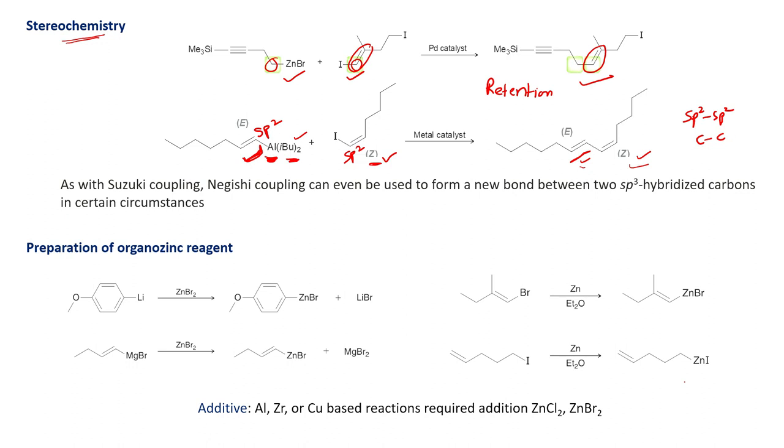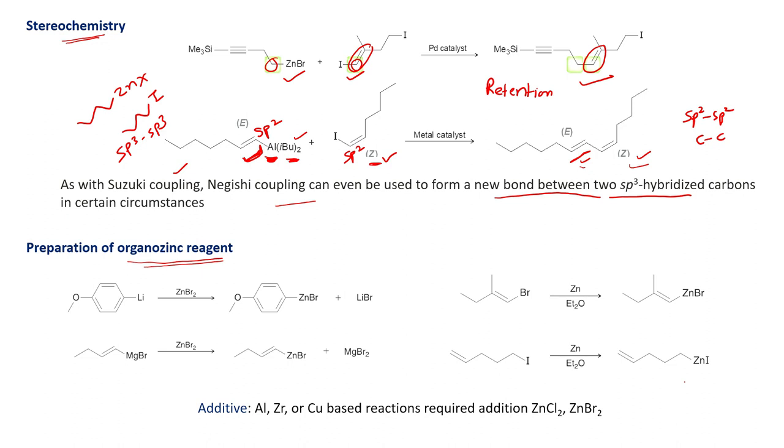Okay, so unlike Suzuki coupling, Negishi coupling can even be used to form a new bond between two sp3 hybridized carbon atoms. If you take alkyl zinc and treat it with alkyl iodide, okay, you can get your sp3 hybridized carbon-carbon bond formation.